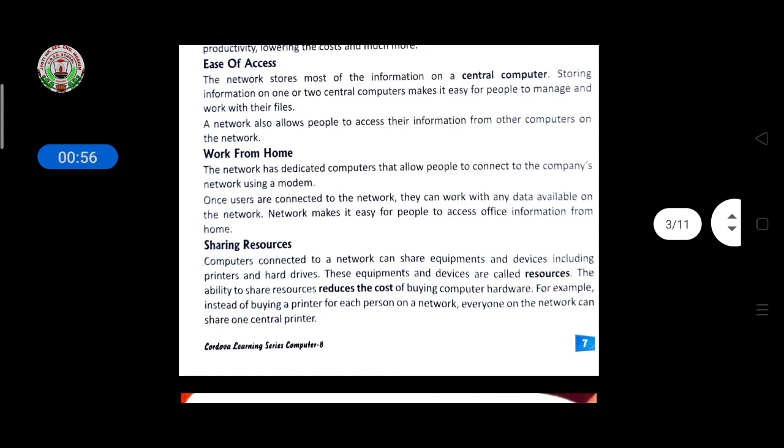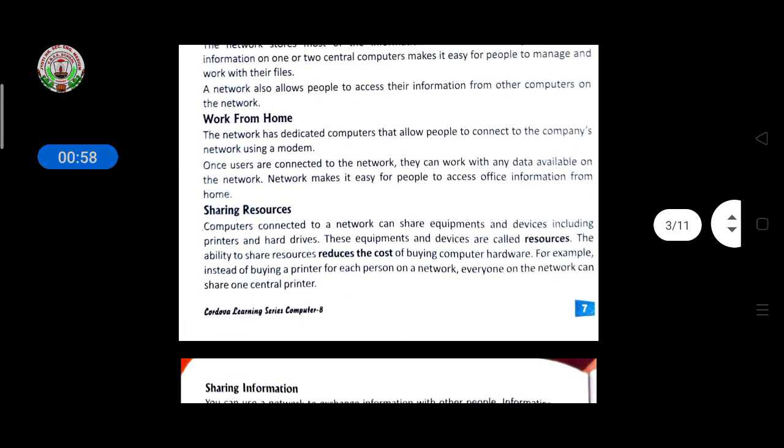And then work from home. The network has dedicated computers that allow people to connect to the company's network using a modem. Means if you are working from home, the company allows you to connect to your network using a modem. And once users are connected to the network or internet connection, they can work with any data available on the network.